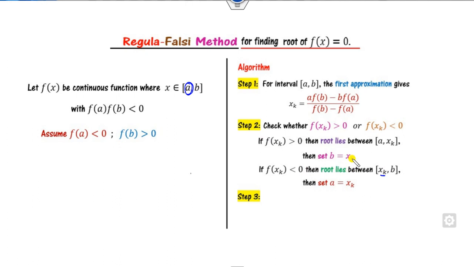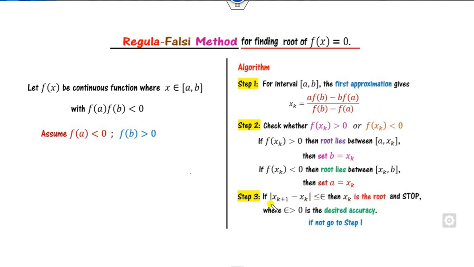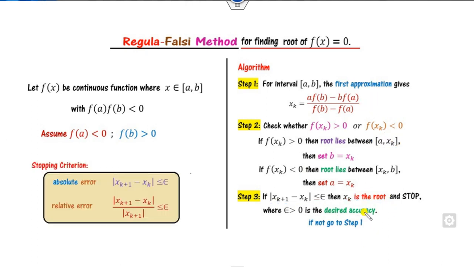Now once you find this new interval, then again we apply this, and we check the stopping criteria. If the difference between the two consecutive new solutions is less than the desired accuracy, then we can say x_k is the root. Otherwise we find the new solution for the new interval, and then we proceed. Remember that instead of this absolute error, you can use the relative error as well, depending upon your requirement.